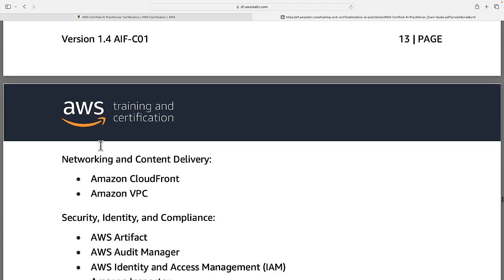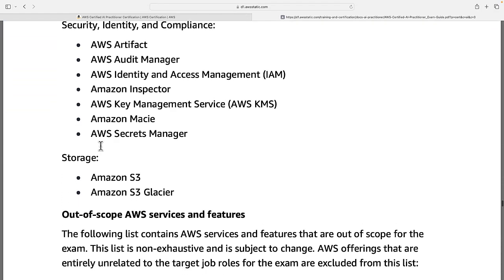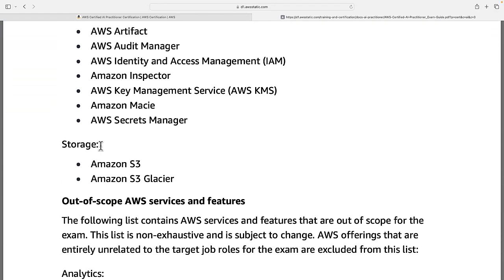Then we've got management and governance, networking, security, storage, and then a list of out-of-scope services. So quite a lot of coverage here. And of course, we will make sure that in our training courses, we cover everything you need to know. Not everything will appear on your exam, but these are the services that may appear on the exam.